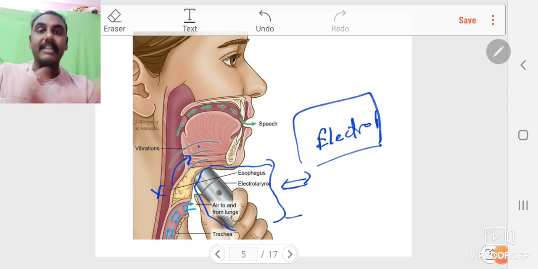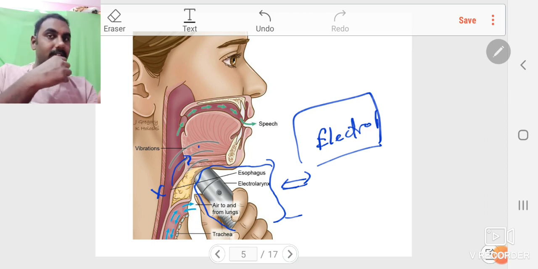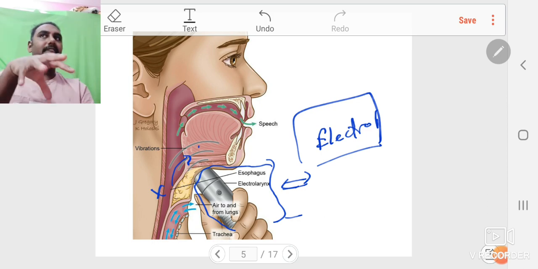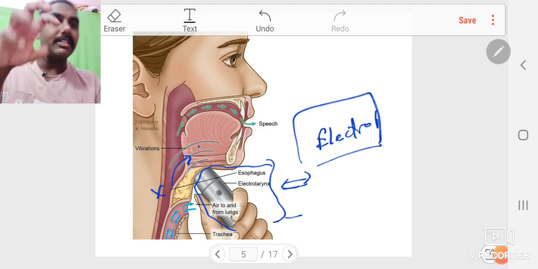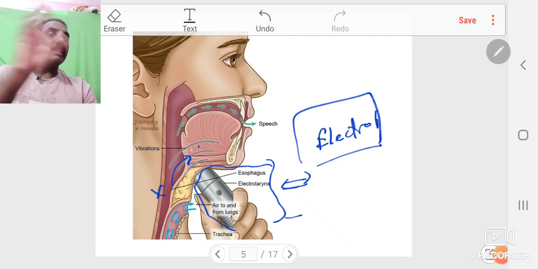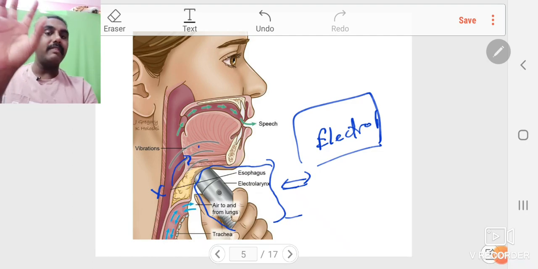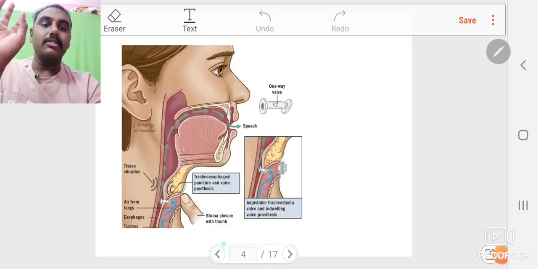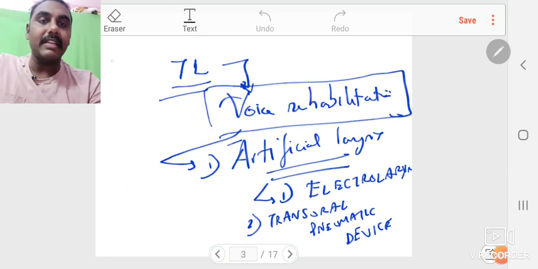A transoral pneumatic device is again a device which is given transorally. Here again it produces some vibrations through which the patient can produce a minimal sound through his talk. So, here there is no vocal cord, so the patient has artificial production of sound. Clear? So, electrolarynx and the artificial larynx. Now the second one.